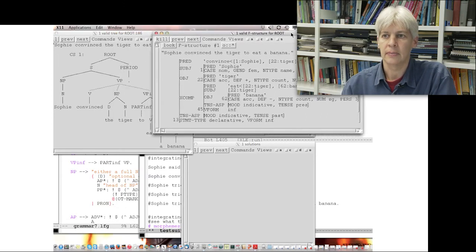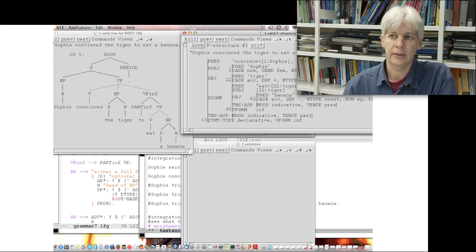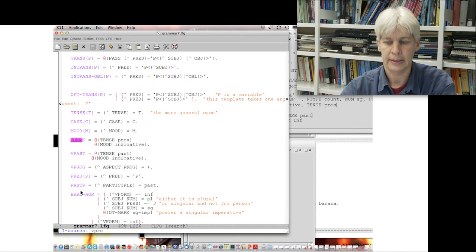Sophie, there's a main predicate convince, which has a subject Sophie, an object tiger, and an XCOMP whose main predicate is eat. The subject of that is tiger, and you can see here this is the same as the object of the matrix verb. And then there's an object of that, banana. Okay, now the only odd thing is this tense aspect mood indicative, because it's not present tense in there. It doesn't have anything in there. So we could change vpres, our template, to reflect that.